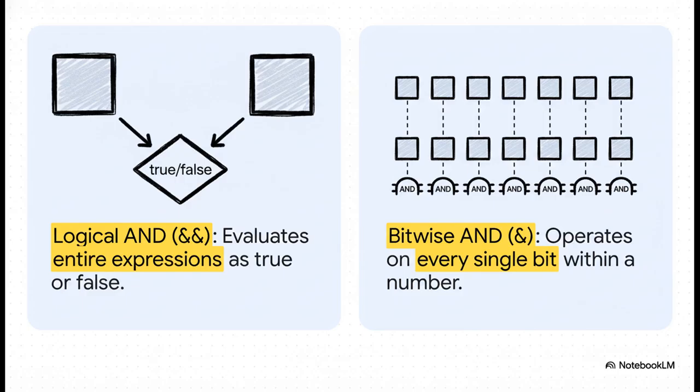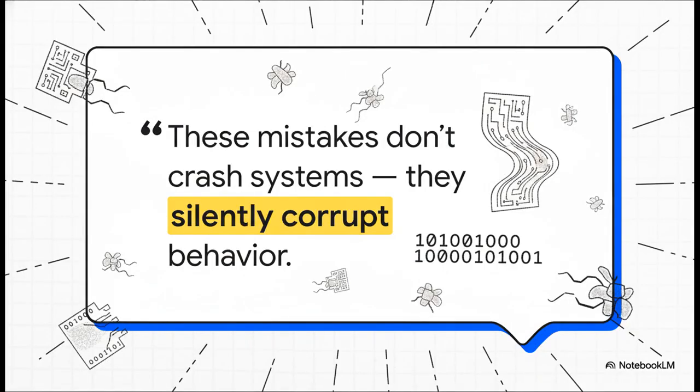But the bitwise version on the right couldn't care less about big ideas. It performs a logical AND on every single corresponding bit of two numbers. They are not the same, and mixing them up leads to absolute chaos. And this is what makes these bugs so terrifying. A mistake with a bitwise operator usually doesn't cause some spectacular crash with a big error message. Instead, it causes the system to just keep on running but with corrupted data or flawed logic. It silently misbehaves, and you might not discover the problem for days, weeks, or even months.